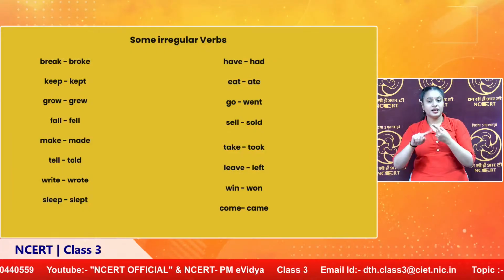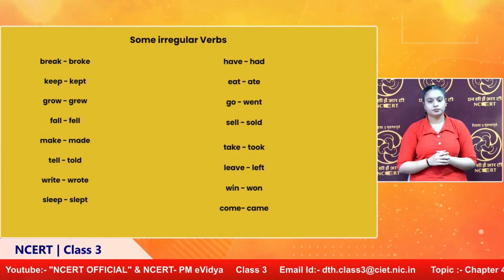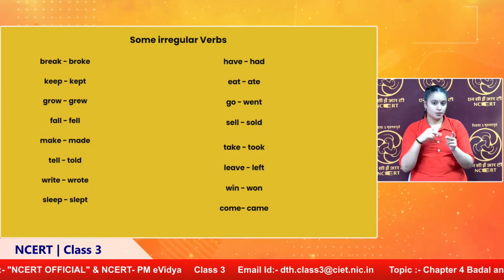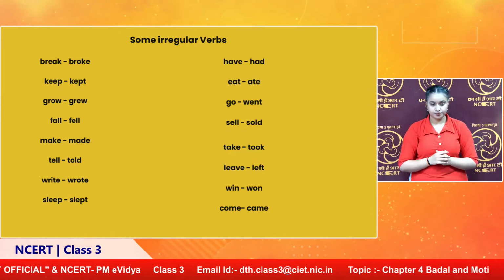Indeed, of course, these are very important rules, and now you know the tricks, where to put D, where to put ED, and where to put IED. But there are few irregular verbs, Harpreet. I want to bring your attention to those, that we read in the chapter also. You read: he grew, we went. So they are irregular verbs.